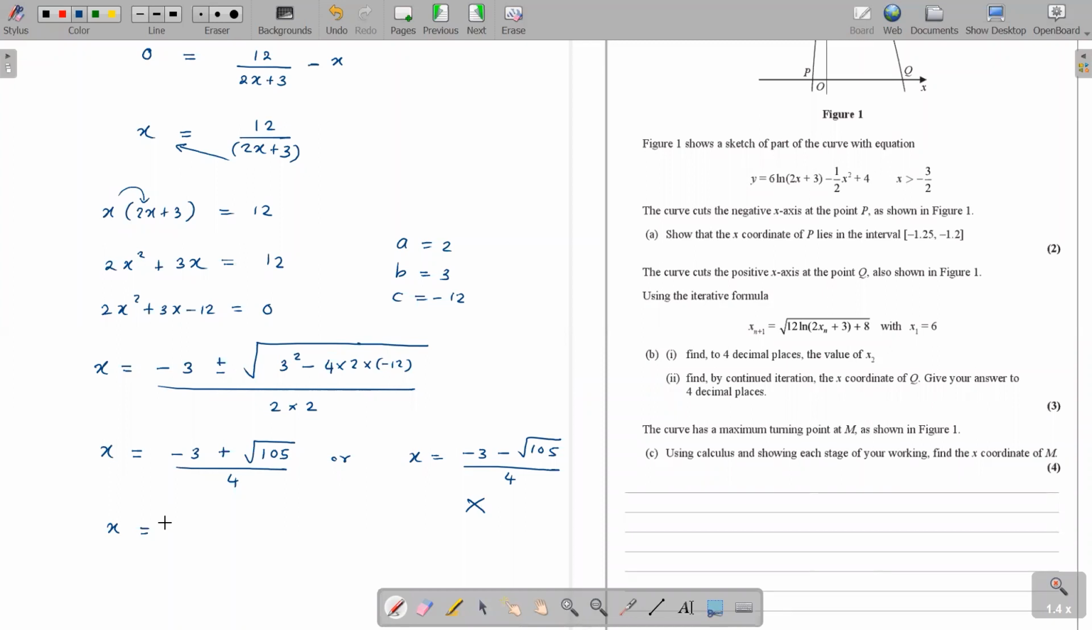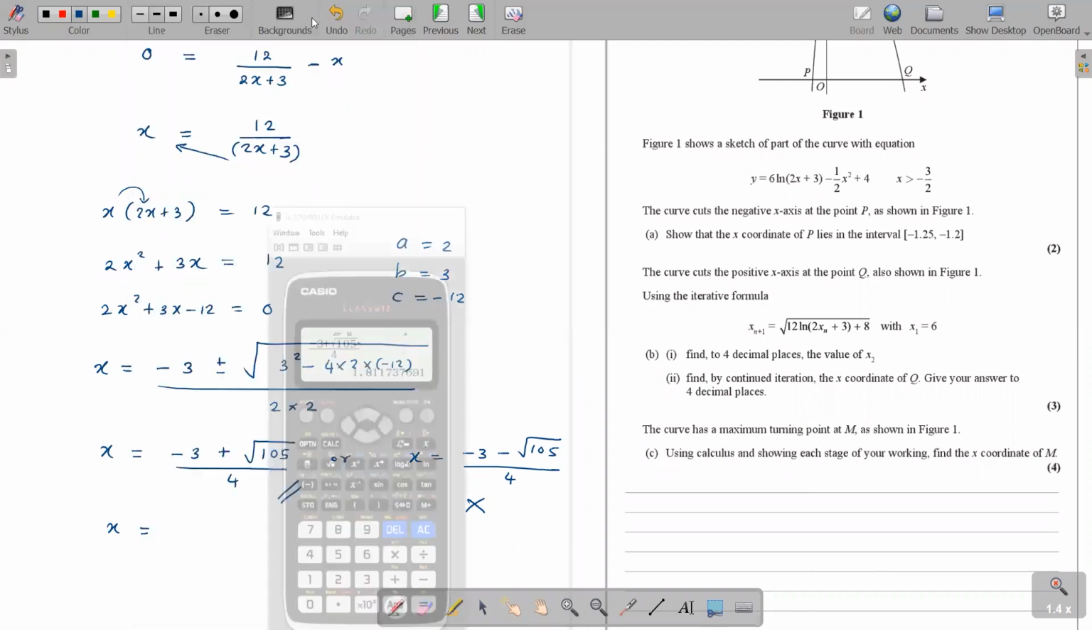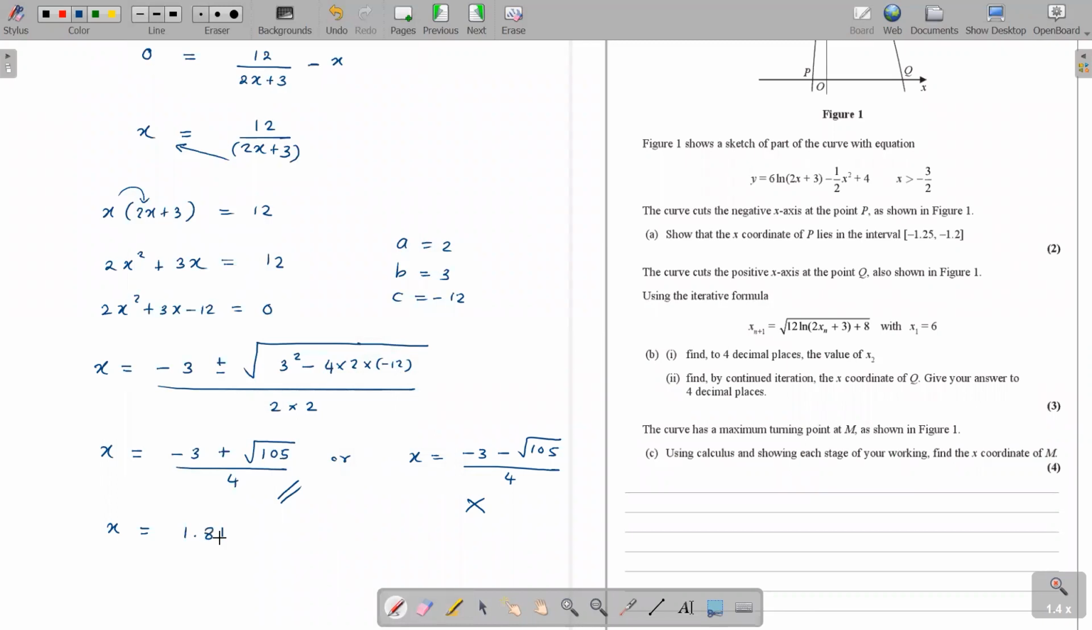So they say to get the x coordinate. So this is it. This is the x coordinate. Okay, minus 3 plus root 105 over 4 is the answer, or you can give it to 3SF. Minus 3 plus root 105 over 4, which is 1.81 if you give it to 3SF, or you can give your answer in exact form. Okay.